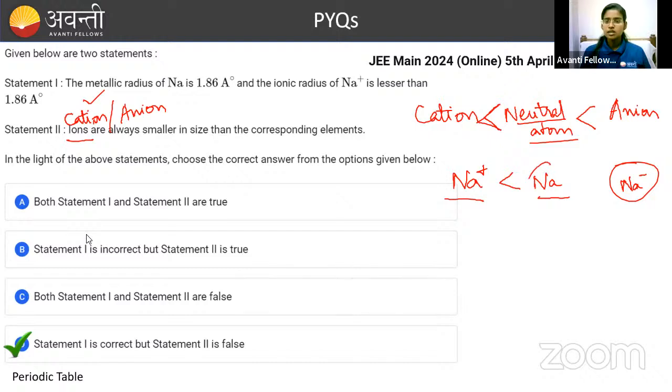Okay, this is the element and this is the cation. Cations are smaller in size compared to the corresponding element, not the anions. But here, ions means they are meaning both the ions. So that cannot be correct. So that's why statement 2 is false and statement 1 is correct. Clear and all right for all?